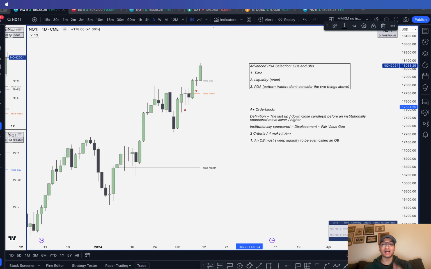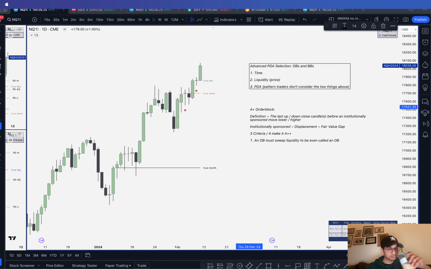From now on, you will not consider an order block to be an order block if it does not sweep liquidity. You can call it a propulsion block. It can be a vacuum block. It can be a whole bunch of other things that ICT teaches, but you will not call it an order block. So I'm going to ask you guys again, what does an order block need to do to be called an order block in your mind? Everyone say it.